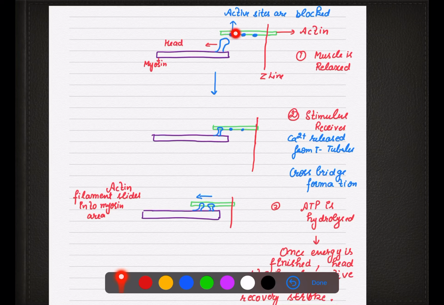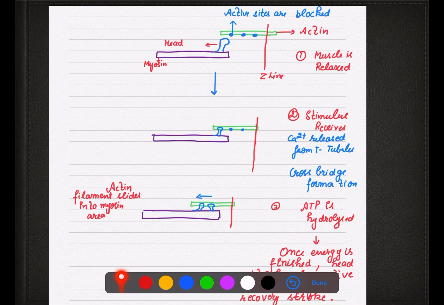Just look at this. Actin has active sites which are blocked. Who is blocking them? Troponin and tropomyosin. This is the globular head which has to form a cross bridge. This is the myosin, and it is the globular head. Now this is the condition when your muscles are relaxed, and this is the Z line which is bisecting the actin. Now just look here. This is when the stimulus is received.